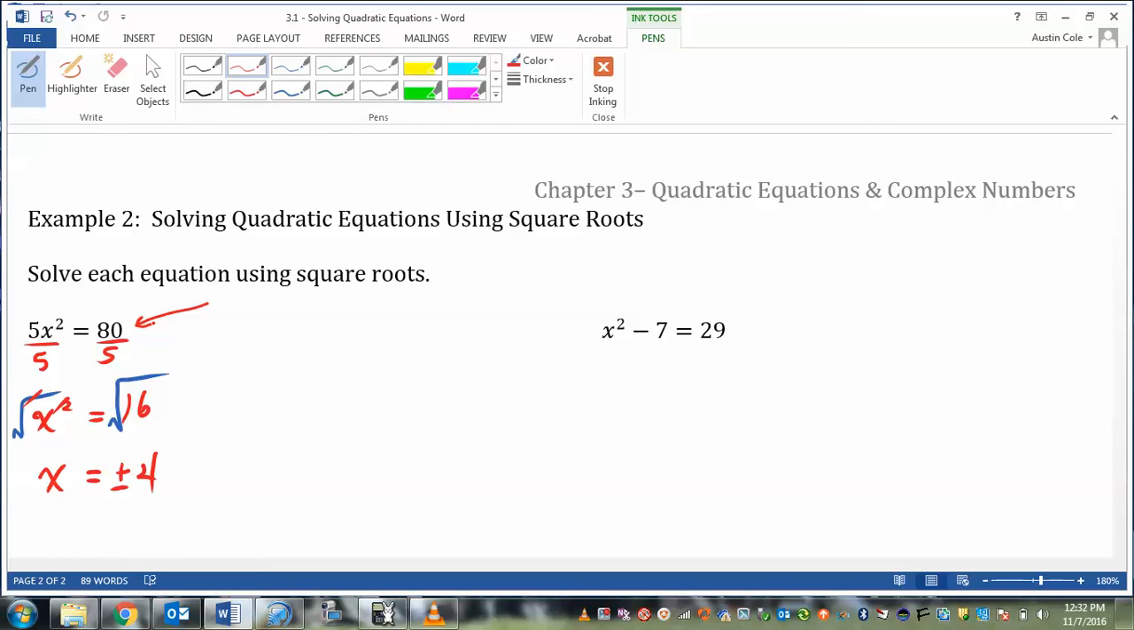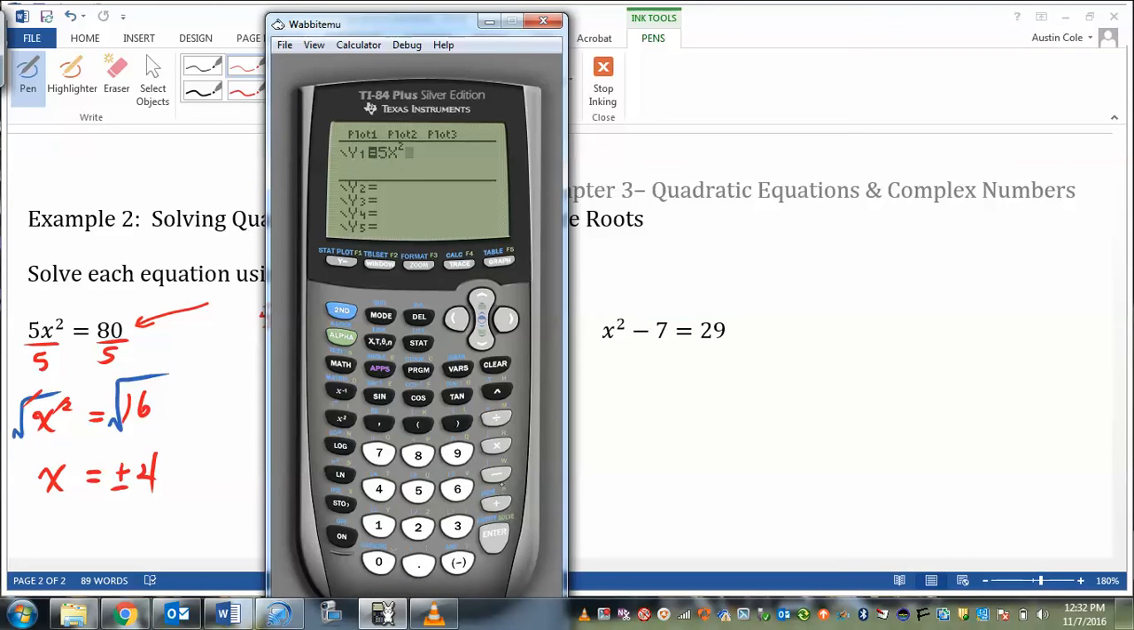What shall we do? Get them both on one side. You guys can just watch this, but if I do 5x squared, how do I get 80 to the other side? Well, I minus it, right? I can type that in my calculator now. If I type that in, I'm going to get 5x squared minus 80, and I'm going to hit zoom 6. Where does the graph cross the x-axis? Positive 4 and negative 4.